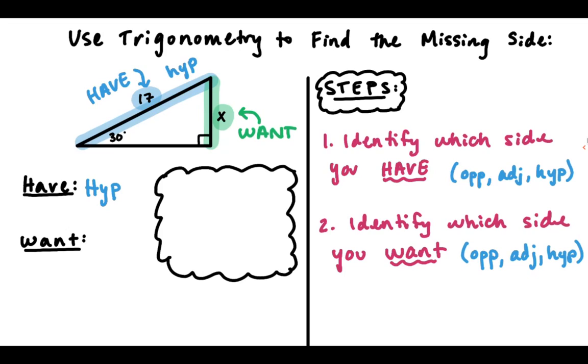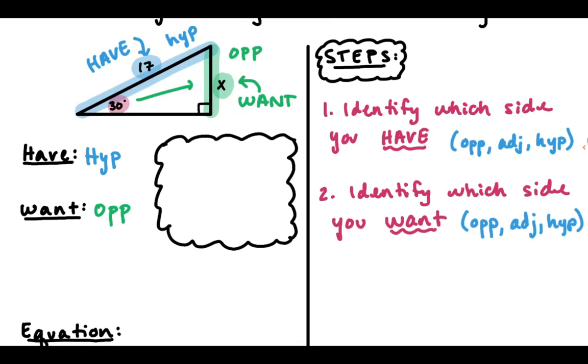Well, it's going to depend on what angle we're using. So let's look at our angle. Our angle is right there. That's the angle we know, and it's 30. So what side is x for 30? It's straight across the triangle from 30. So that makes it the opposite side for 30. All right, so that means that the side that I want is the opposite. Okay, so I know that I have the hypotenuse, I want the opposite.